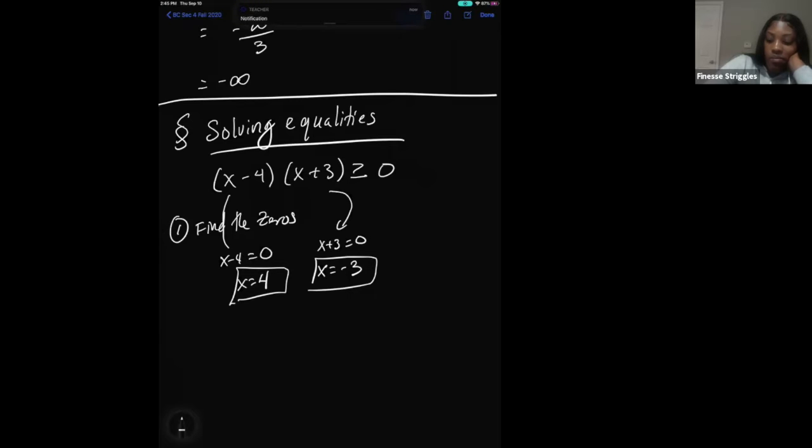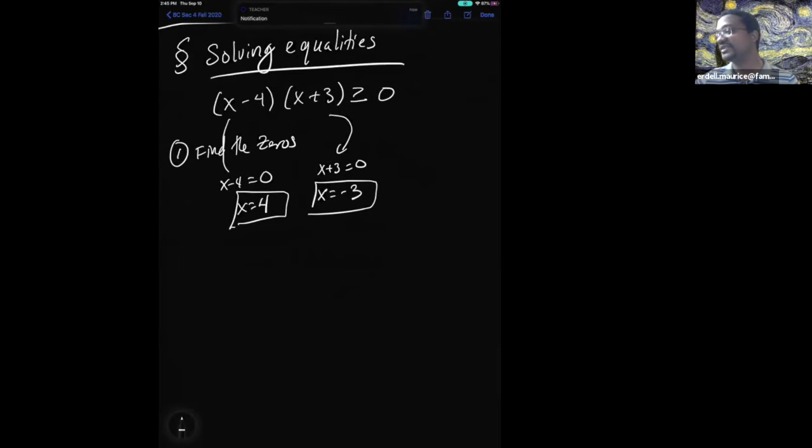Cool. Now the next thing is we have to set up what's called a sign chart. A sign chart is the method that we will use to solve the problem. The sign chart will take us through all the steps that we have to go through to help us get to our answer.